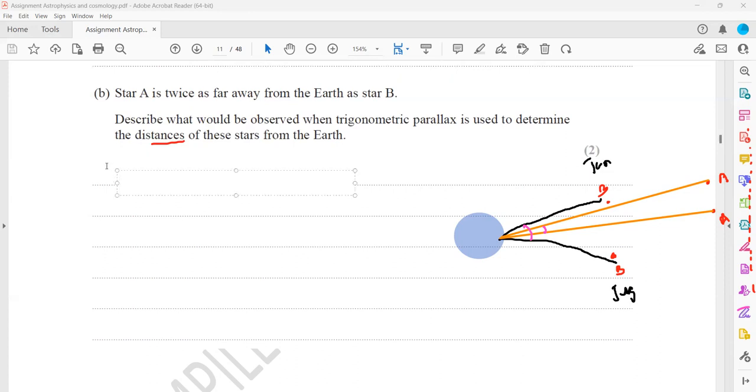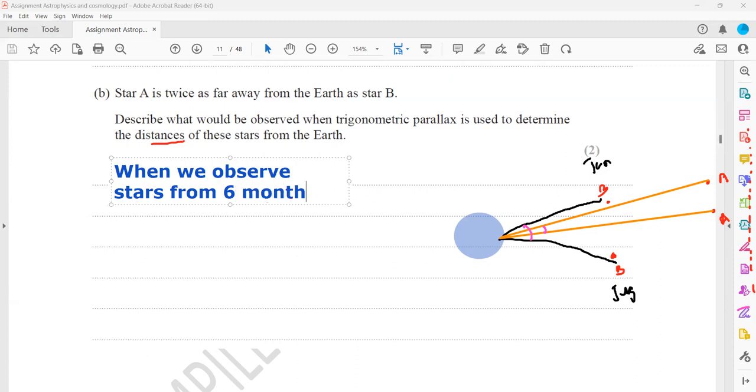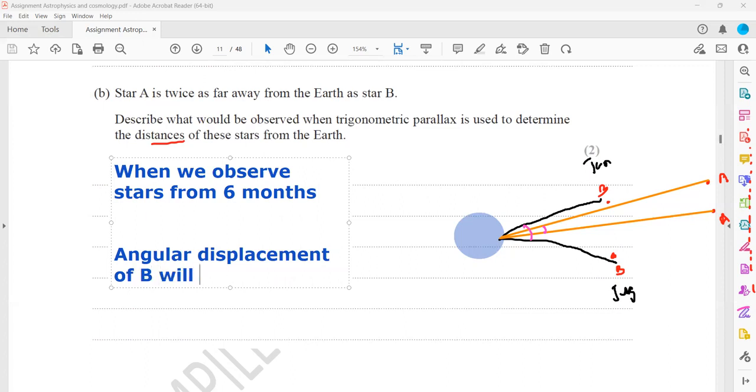So when we observe these stars for 6 months, what we'll find is the angular displacement, that is the angle. So the angular displacement of B will be twice compared to A. And why is the angular displacement of B twice as compared to A?